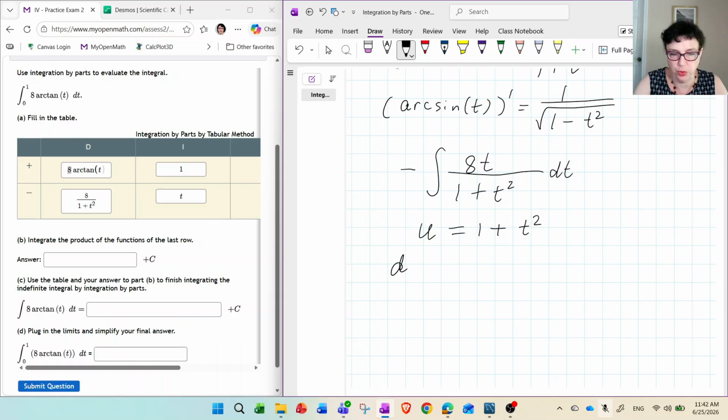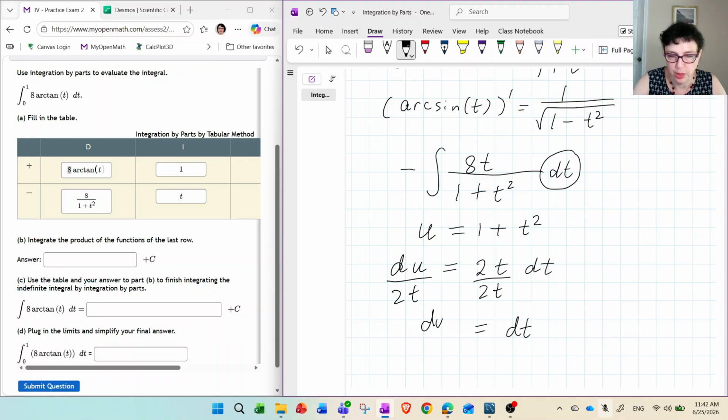Then what is du? This is the differential. The derivative of 1 is 0, but the derivative of t squared is 2t. And then we also add that dt, because this dt right here will not disappear. You have to have a relationship when you switch into u from t. What happens to dt? Well, you're going to divide both sides by 2t, and you're going to get that dt equals du divided by 2t. Okay, so let's perform the substitution.